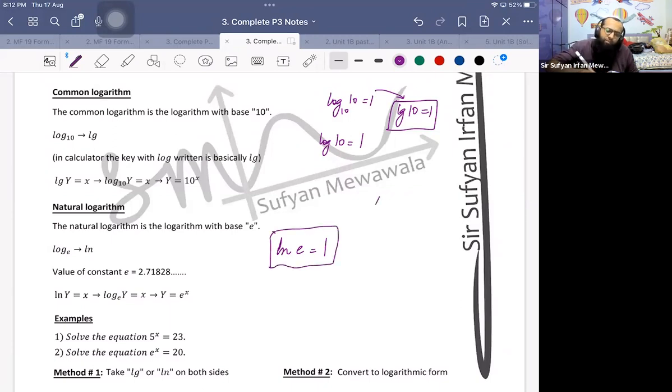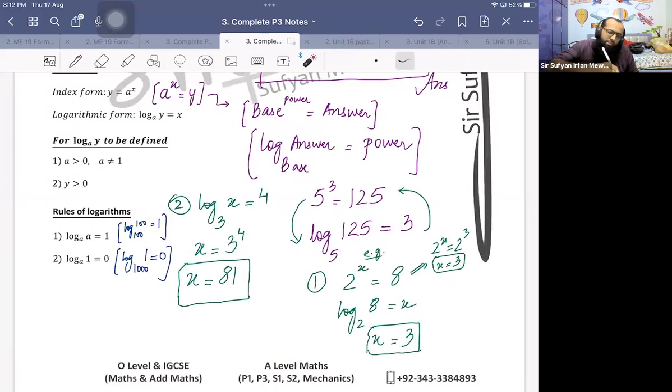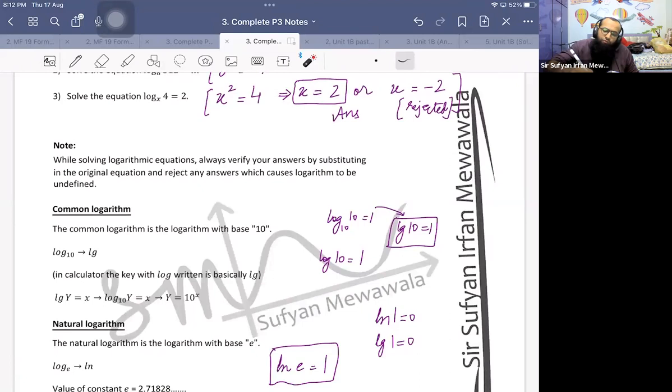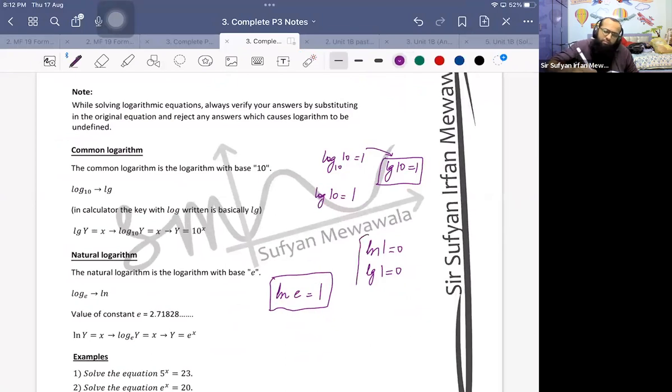As a matter of fact, ln1 is 0. LG1 is also 0. There are two rules that we studied, right? No matter what the base is, if over here we see a 1, then the answer is 0. So log of 1 with the base of a is 0. Log of 1 with the base of e is also 0. Log of 1 with the base of 10 is also 0. So ln1 and lg1 both mean 0. Similarly, lg10 means 1, and ln e also means 1. So you can just write this in your notes. The rest, I think, is pretty much clear to all of you. Is it clear?